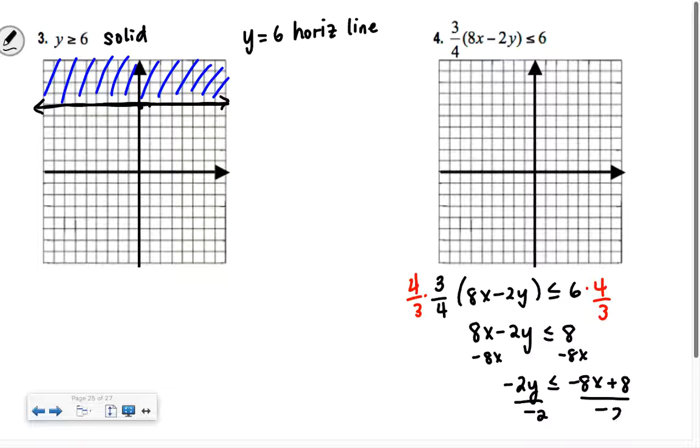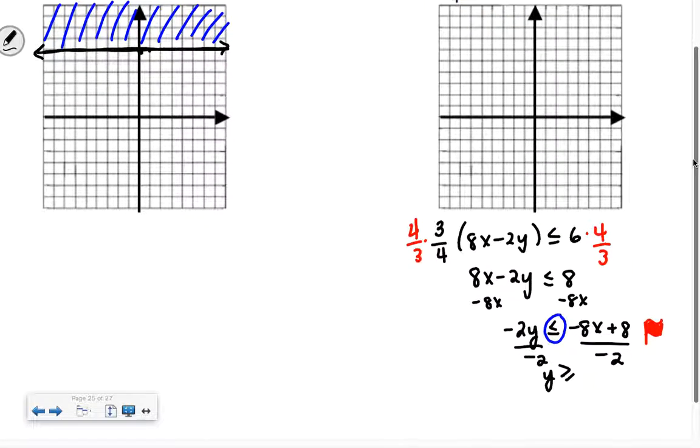That's what I was saying was the red flag rule, as I call it. We divided by a negative, so we have to flip our sign. Instead of less than or equal to, we flip it to greater than or equal to. So we get y is greater than or equal to negative 8 divided by negative 2 is positive 4, so positive 4x. 8 divided by negative 2 is negative 4. That negative 2 goes into both parts of the numerator. All right, and then you can graph.